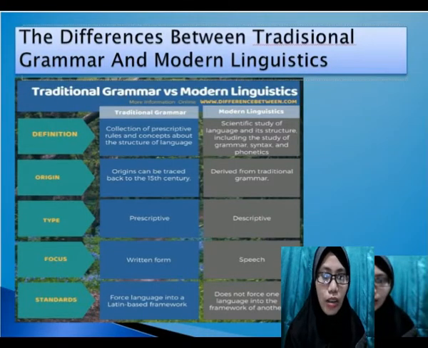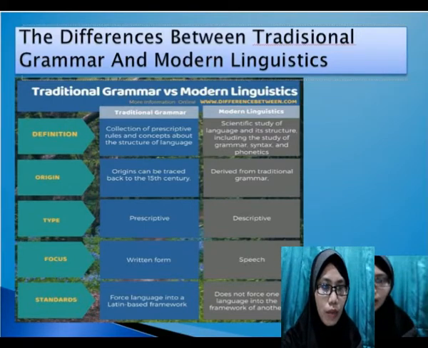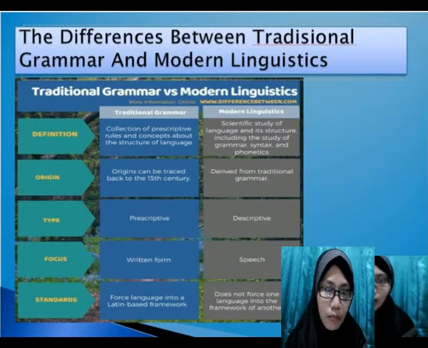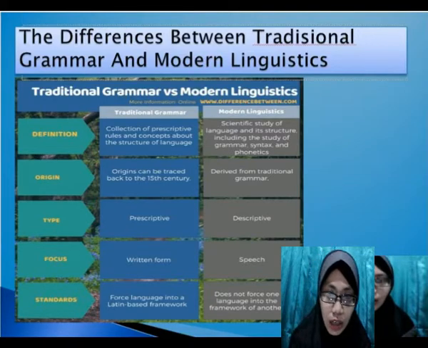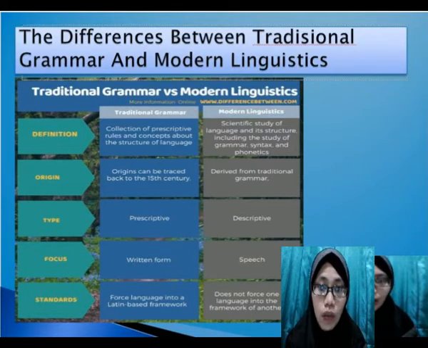Next slide. The differences between traditional grammar and modern linguistics. The definition of traditional grammar is a collection of prescriptive rules and concepts about the structure of language. And the definition of modern linguistics is the scientific study of language and its structure, including the study of grammar, syntax, and phonetics.